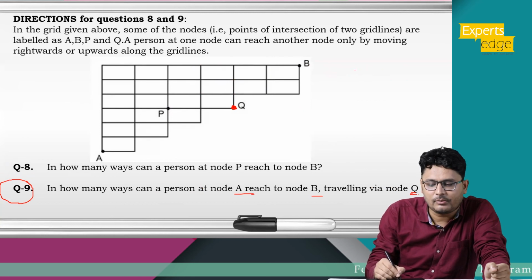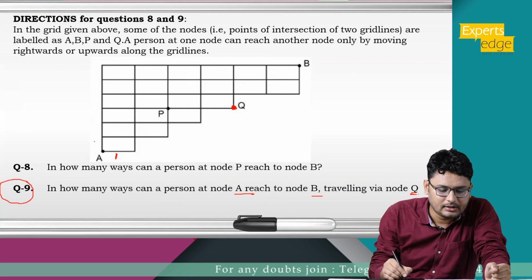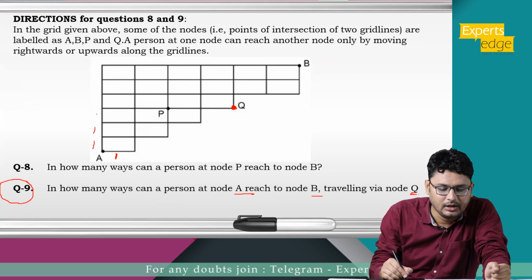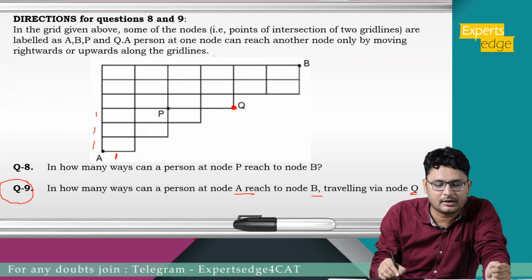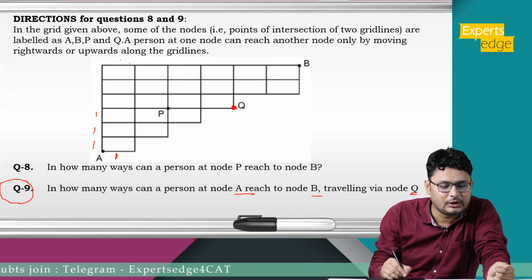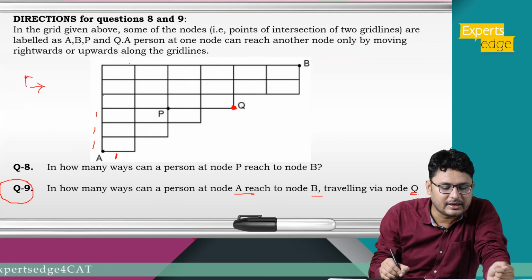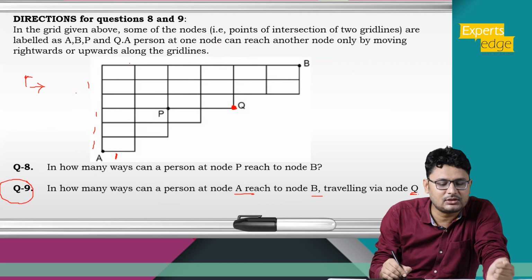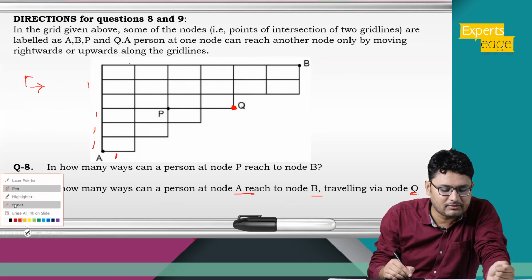So first I'll go from A to Q, right? So it is 1 here, this is 1, this is 1, this is 1. Don't go above because that would go above Q, and you would have to backtrack, and backtracking is not allowed, right? You can either move rightwards or upwards. So if I went one step above Q, I would have to come back downward, which is not allowed, right? So I'll write 1 only up to the level of Q.